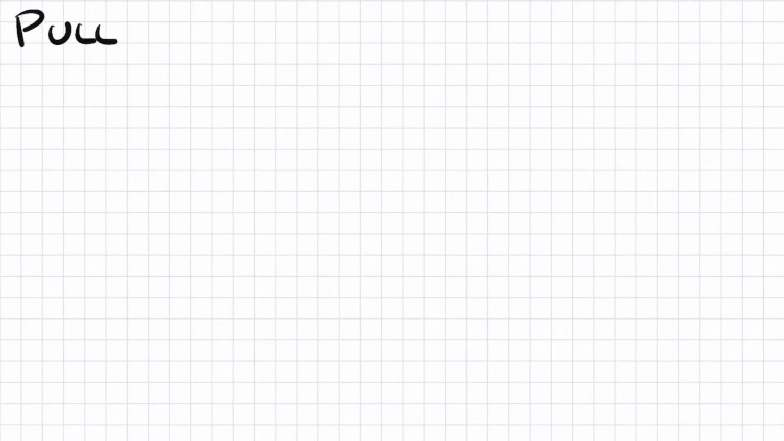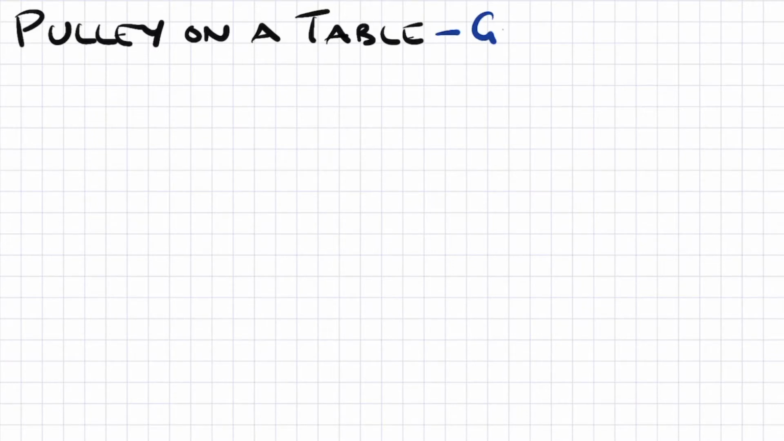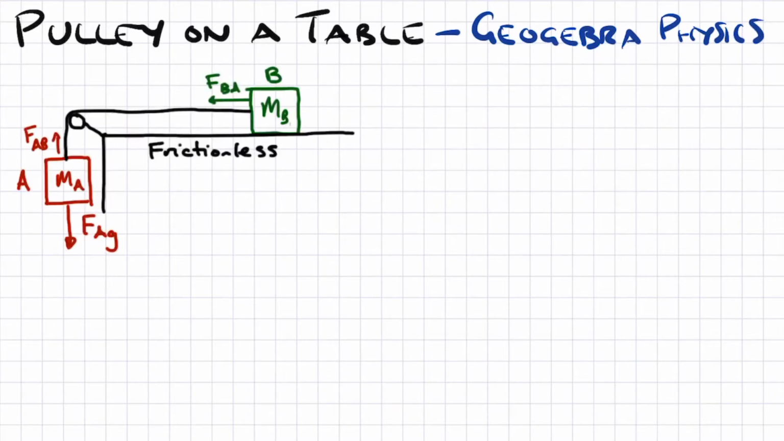Welcome to another video. Today we're going to follow up from a previous video on the pulley on a table system. But this time we're going to look at GeoGebra, and we're going to analyze its motion through GeoGebra. But first of all, what we've got to do is re-look at our scenario.